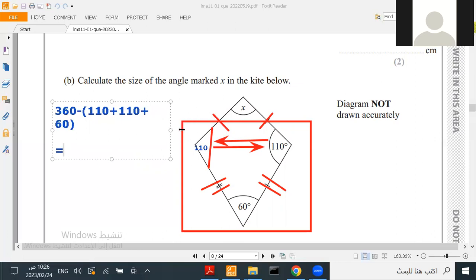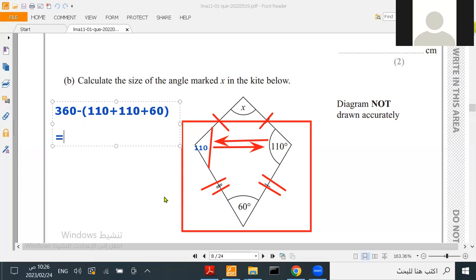Steps. The first step I did is finding the equal angles. And we said the equal angles for a kite are the angles that sit between different sides. Between different sides, not the ones between the same sides. Between the same sides, the opposite ones are not equal to each other, but between different sides, they are equal to each other. Okay.